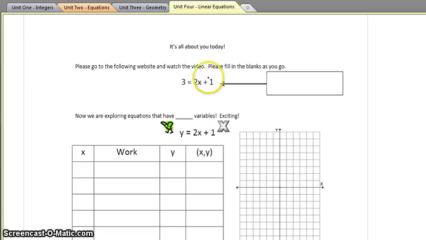3 equals 2x plus 1. And please write in that little text box that this only has one variable. We have solved equations with only one variable. In this case, the variable is x. We have only solved equations with one variable for a long time, for a couple months now.